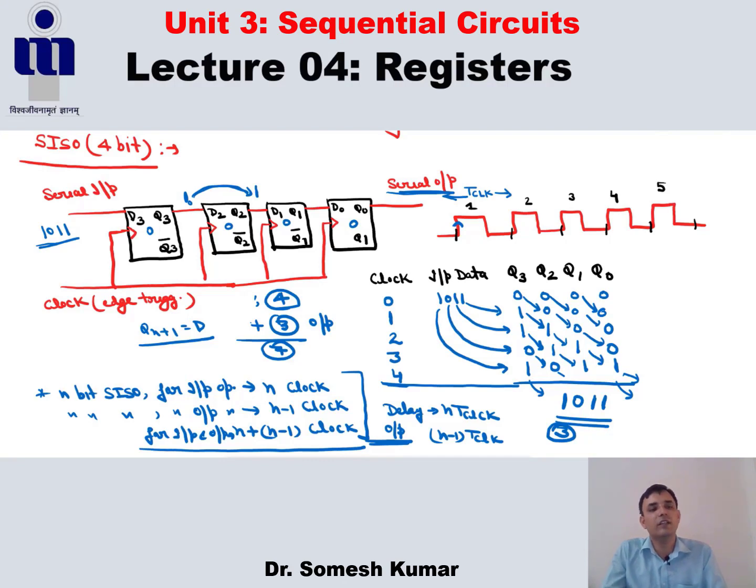So basically this serial input, serial output register is also used to provide delay to the input data, because for the output we need 7 clock cycles in the 4-bit serial input, serial output register. So 7 clock cycles means 7 TCLK is the delay for propagating this serial input to the serial output. Fine. Next we will study the next classification of registers, that is the serial input, parallel output.